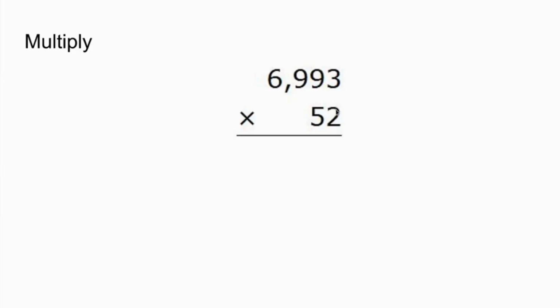So 2 times 3 is 6. 2 times 9 is 18. Write out an 8, carry the 1. 2 times 9 is 18. 18 plus 1 is 19. Write out a 9, carry over a 1. 2 times 6 is 12. 12 plus 1 is 13. Write out your 13. We're done with that row. Now, get rid of the 1s because we don't want to accidentally reuse them.